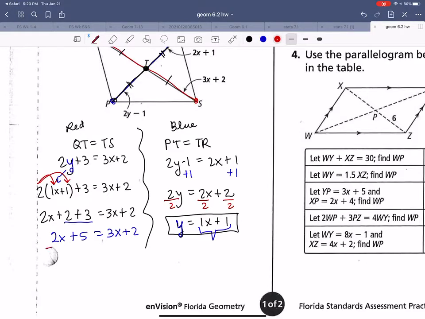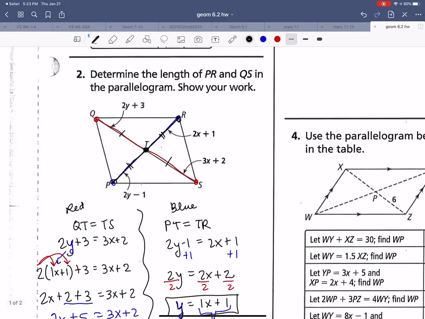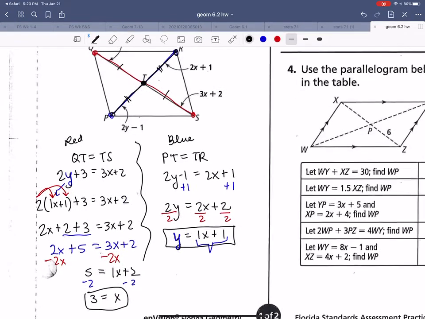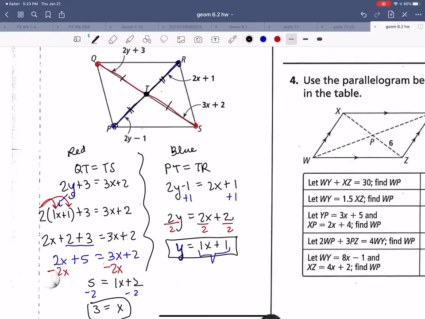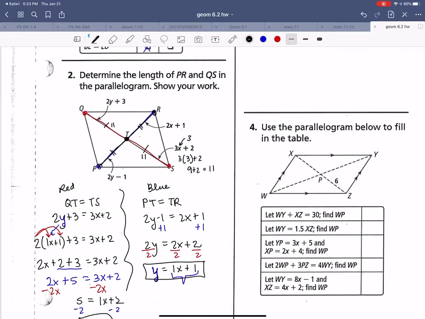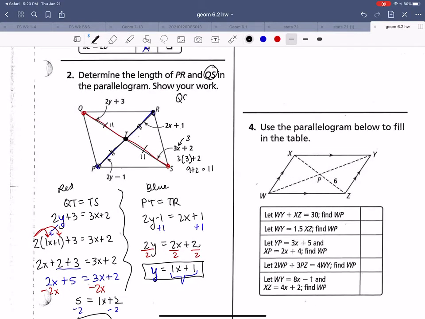And, okay, let's get all our x's on one side. So subtract that, and we get 1x. And then we'll subtract 2. So we get x is equal to 3. Nice. So x is equal to 3, so that's nice. I can figure this out. So x is equal to 3, so 3 times 3 plus 2 makes this 11, and we know this is 11. So what would be the whole thing? QS would be 11 and another 11.